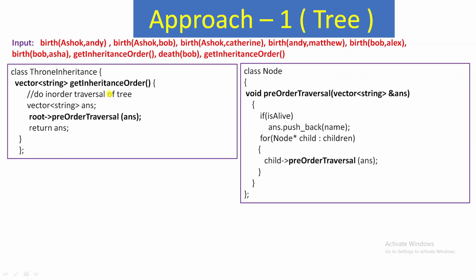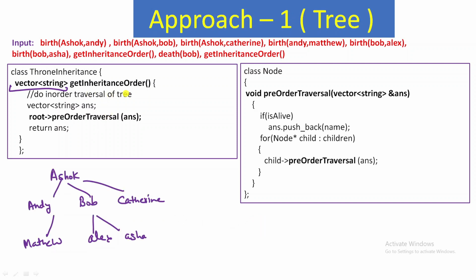To get the inheritance order, this API will actually return a vector, a vector of the names of the people who will be coming into the get inheritance API. Now as I told you, this get inheritance order is just the pre-order traversal of the tree.